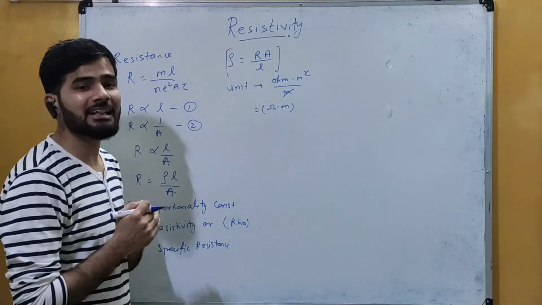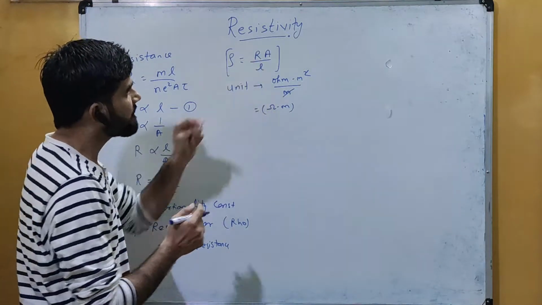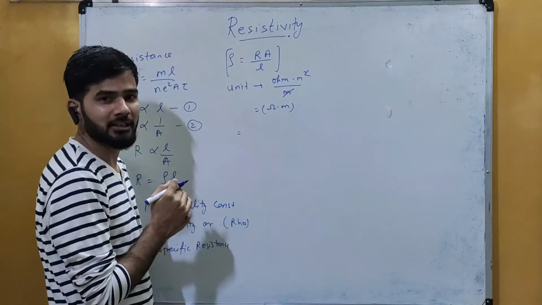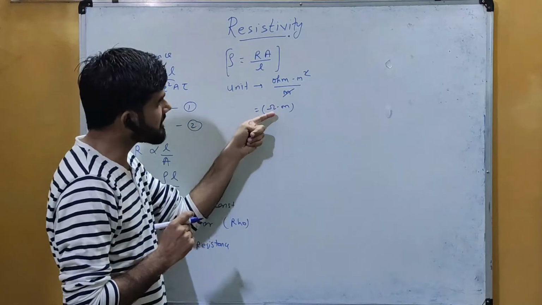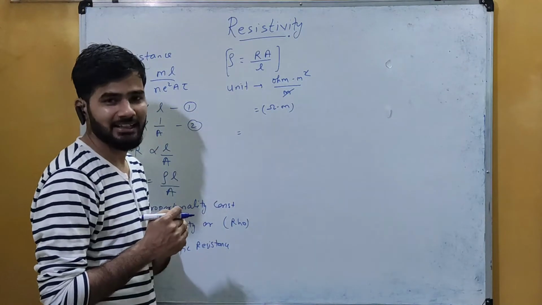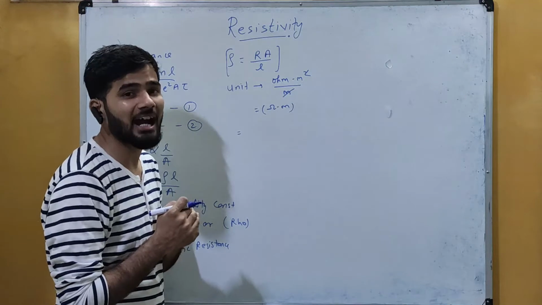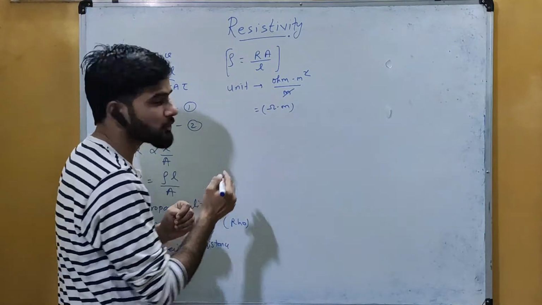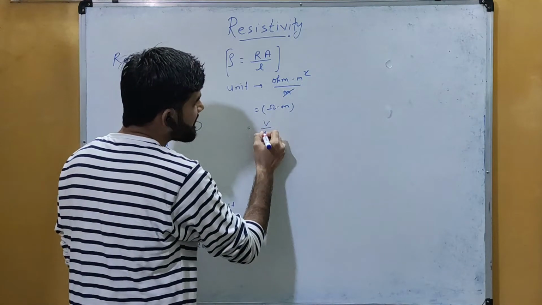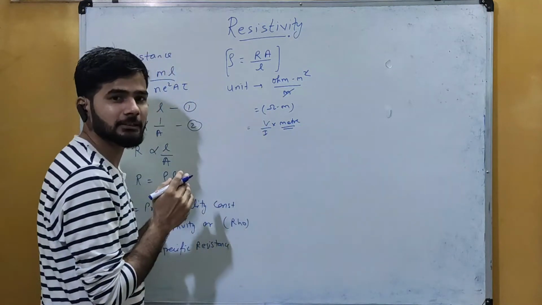Now can we find the dimensional formula of this resistivity? Yes. We have this unit, ohm meter. If you know the dimensional formula of ohm, that is the resistance, then you can write it directly. Otherwise you have to start from the formula V = IR. So R = V/I, and I will write the formula V/I into meter.